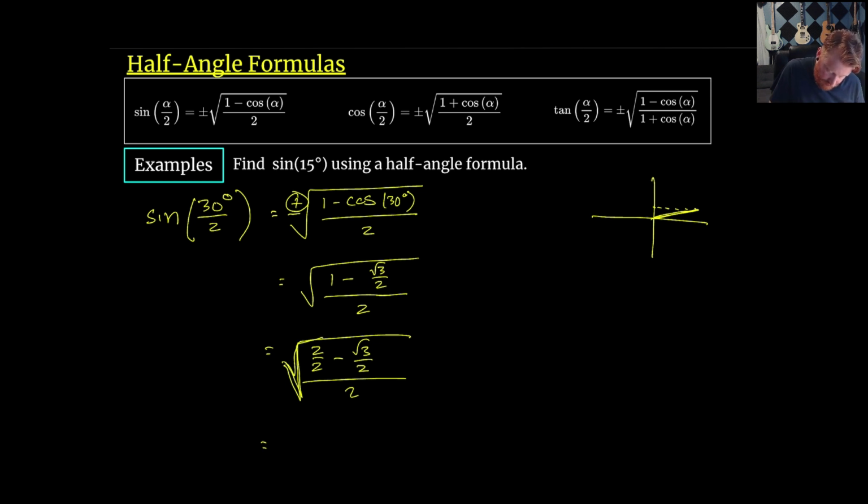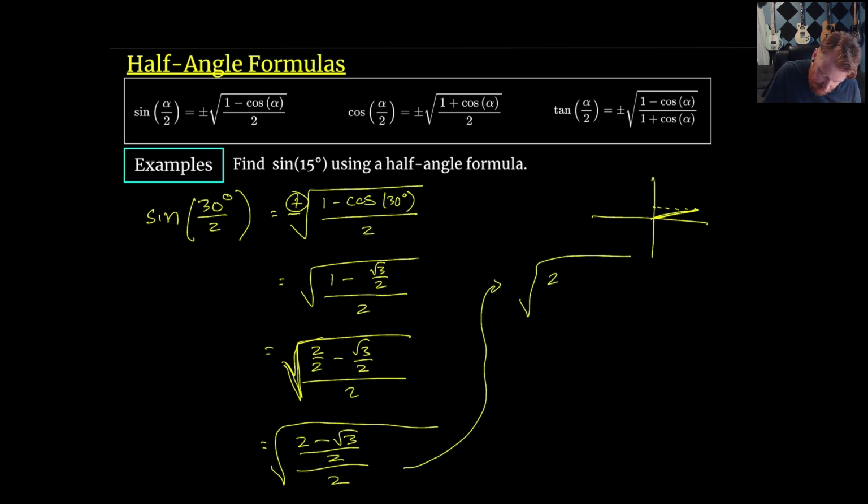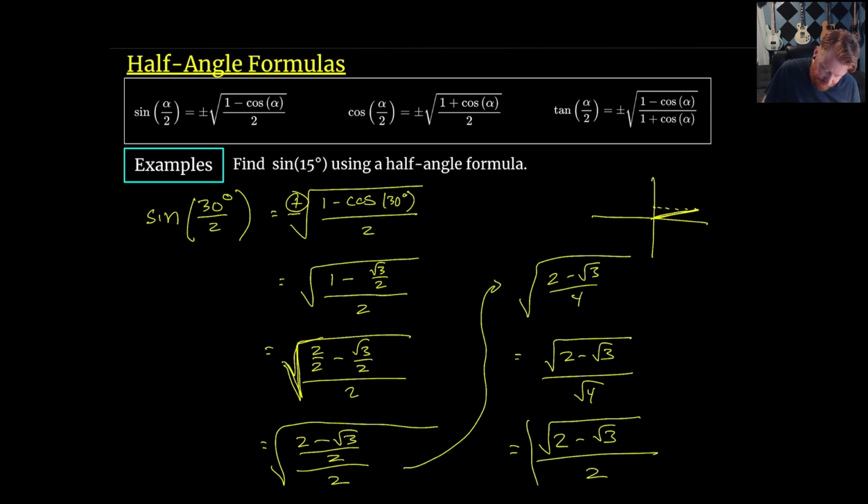So then that will give me the square root of 2 minus the square root of 3 all over 2, which is going to give me the square root of 2 minus the square root of 3 all over 4, which then if I take the square root of the numerator and the denominator separately, it's going to give me the square root of 2 minus the square root of 3 all over the square root of 4, which gives us our final answer here of the square root of 2 minus the square root of 3 all over 2.